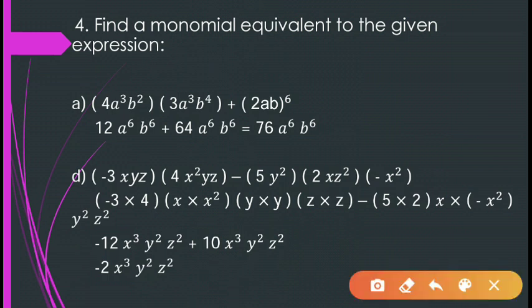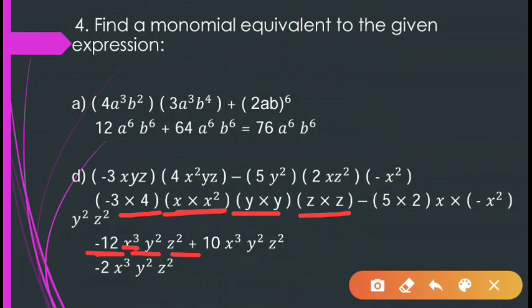You can also solve this question directly, but when you expand the expression, there is less chance of a mistake. Now multiply. 3 into 4 will give you minus 12. x into x square gives x cube. y into y will give you y square. z into z will give you z square.